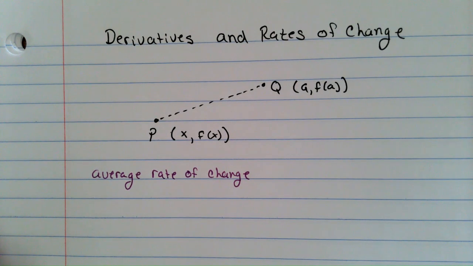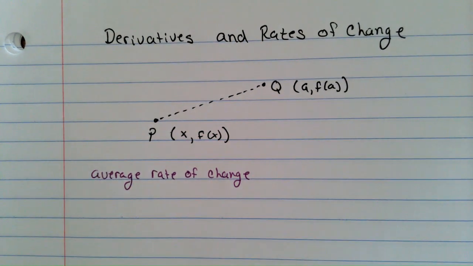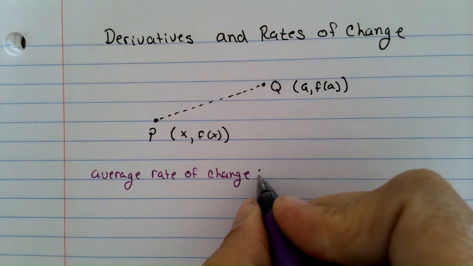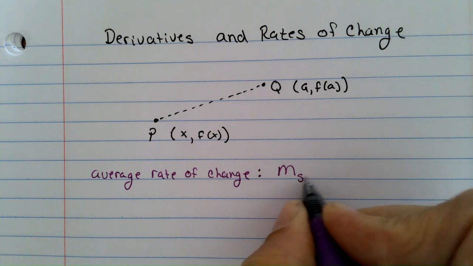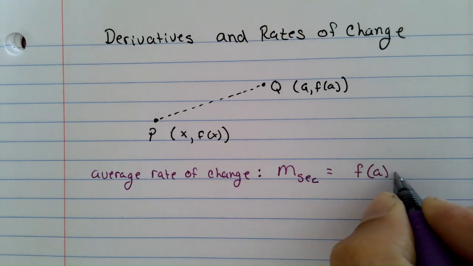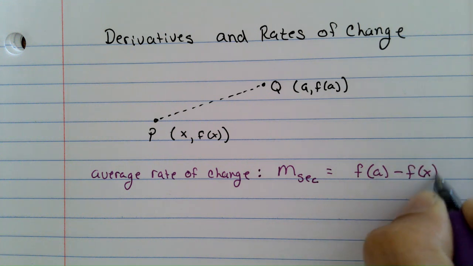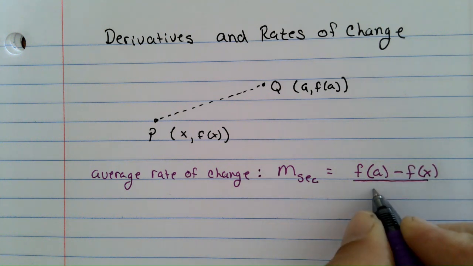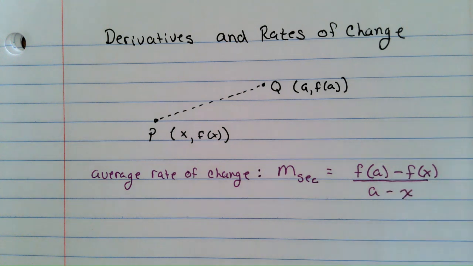which would be like, you look at where you start and your finish and how many miles you went and how long it took you, about how many miles per hour did I go. That's your average rate of change. It's also known as the slope of your secant line. And to do that, we'd have y2 minus y1 over x2 minus x1.